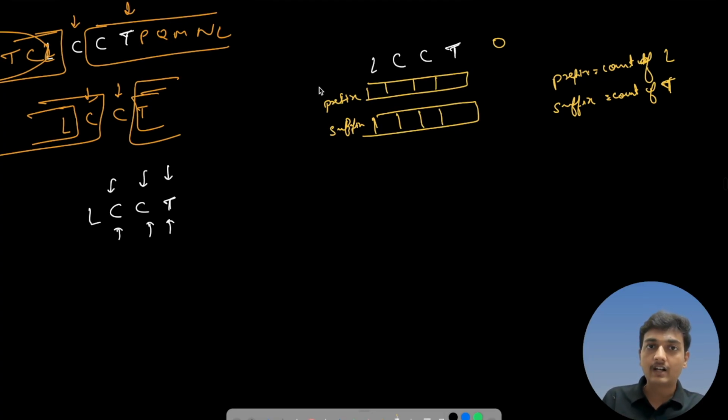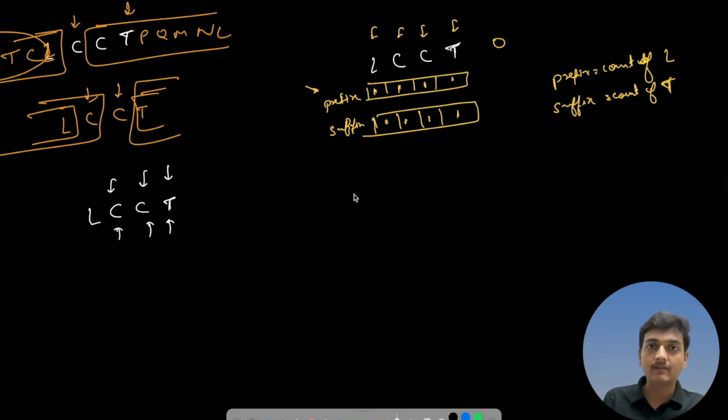Now I will start with the prefix array. I will check whether this is L. Yes, it is L. I can increment it. Whether this is L, no. I will keep it same. Whether this is L, no. I will keep it same. Whether this is L, no. I will keep it same. Okay. Now let's talk about suffix array. So I will go here. Whether this is T, yes, I will add one here. Whether this is T, no, I will keep the count same.